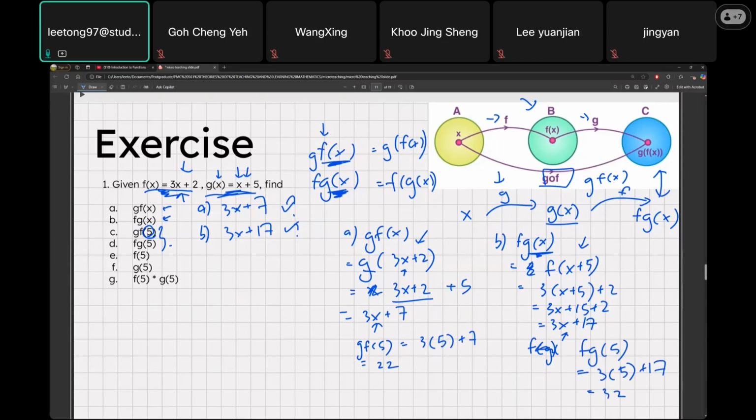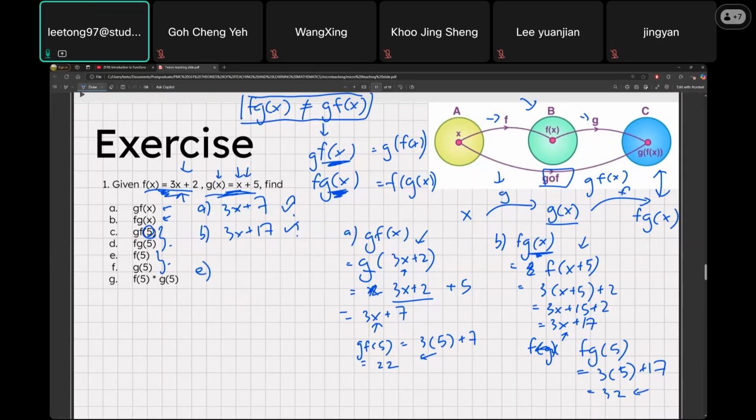So they are different. Which function comes first will affect your composite function. We must remember this. How about we look at these two?